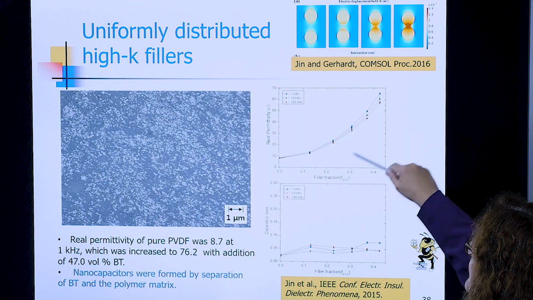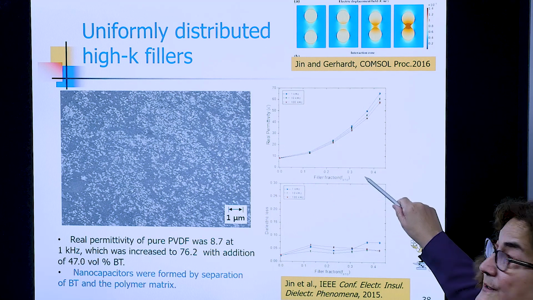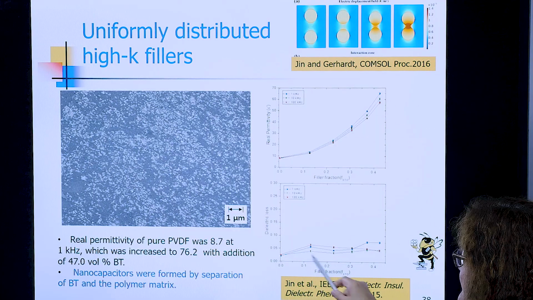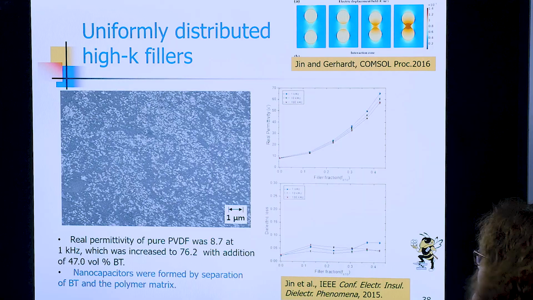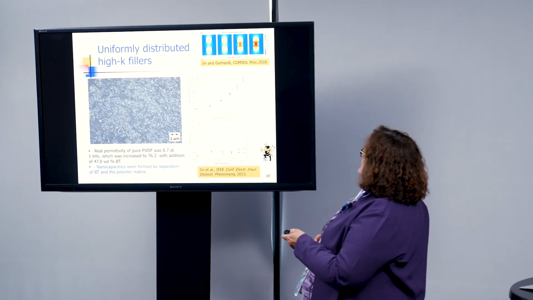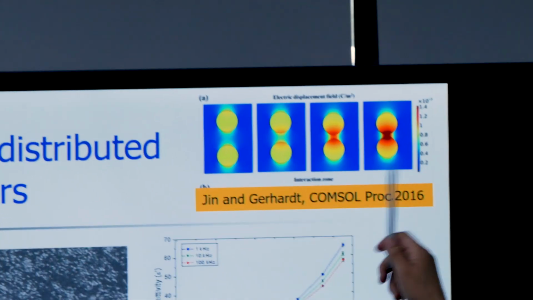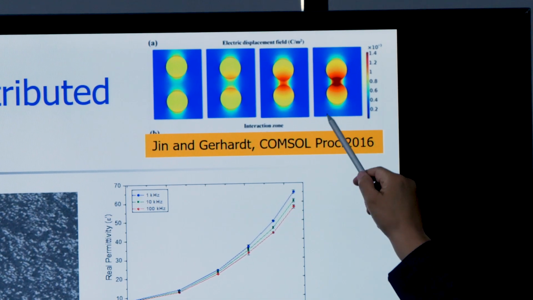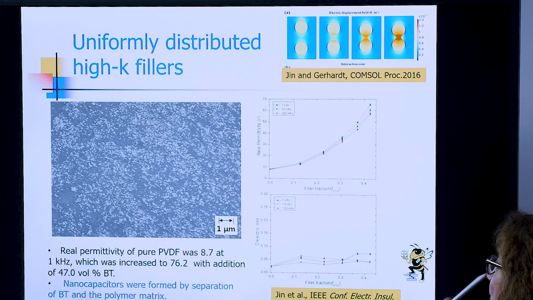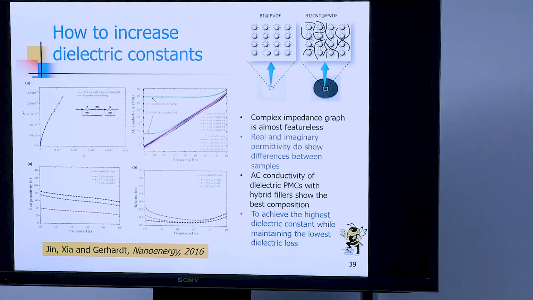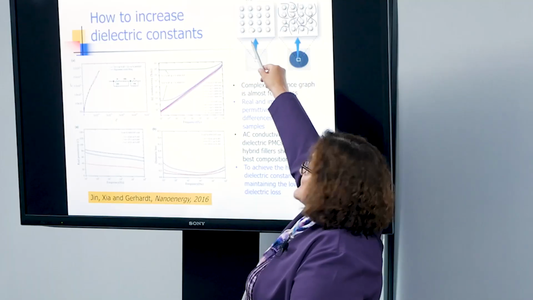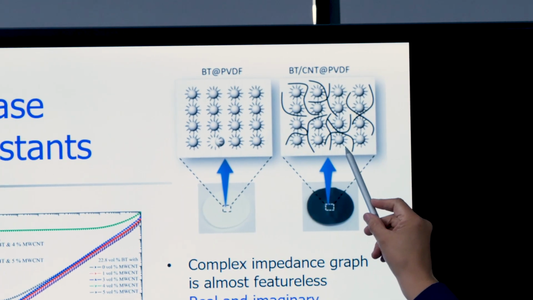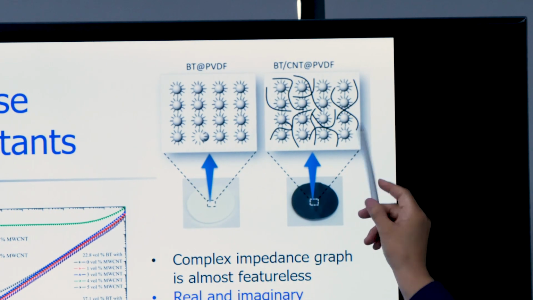And we can actually see here that the real permittivity increases as you increase the amount of the BT, whereas the dielectric loss increases, but not as much as you might expect. So I forgot to mention here, these are simulations from COMSOL showing that as they get closer, there's an interaction between those barium titanate particles. So what we ended up doing is we added, this is a representation of the previous case, we added carbon nanotubes, but at a small amount so that they don't form a percolated network.